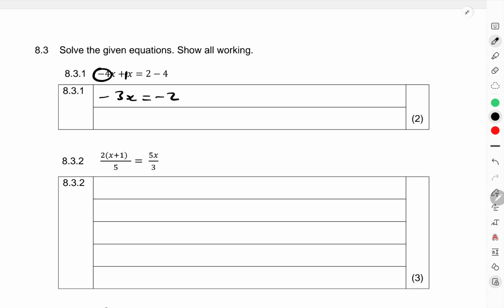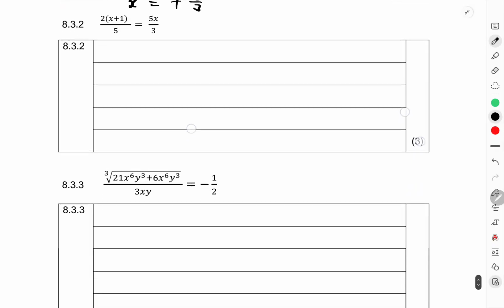Now, I'm going to use the inverse operation. I'm solving, right? Negative 3 and x are multiplying. If they're multiplying, what is the inverse operation of multiplication? It is division, meaning I have to divide both sides by negative 3. If I divide both sides by negative 3, I'll be left with x. Negative and negative, meaning my answer will become positive 2 over 3. Therefore, I'll have x equals positive 2 over 3.